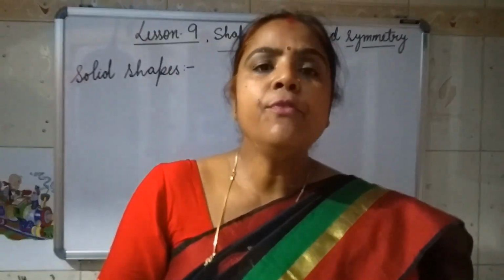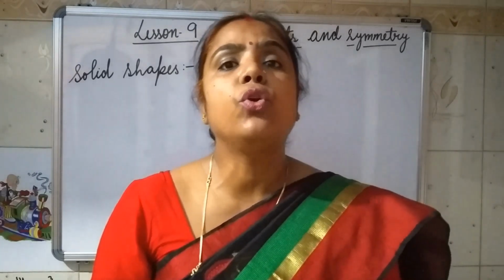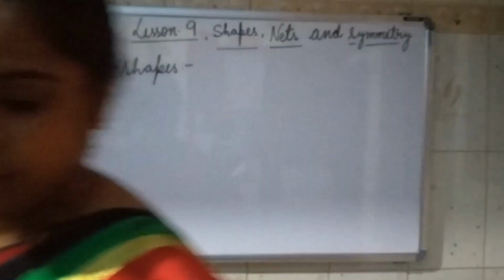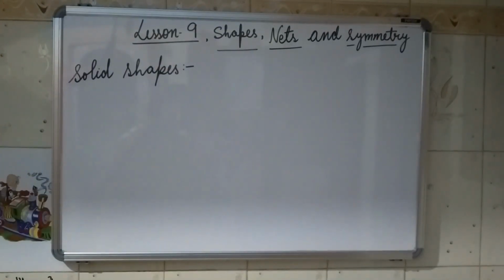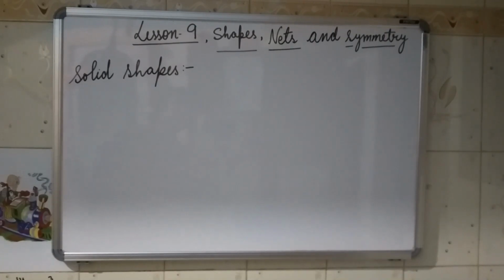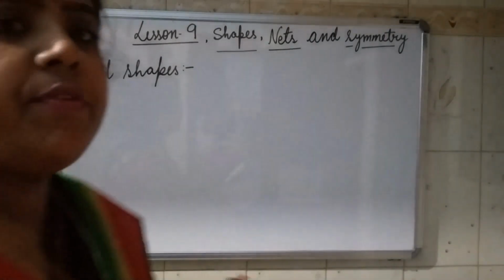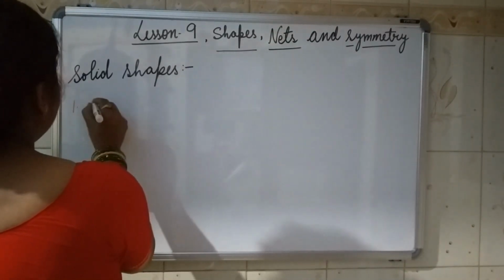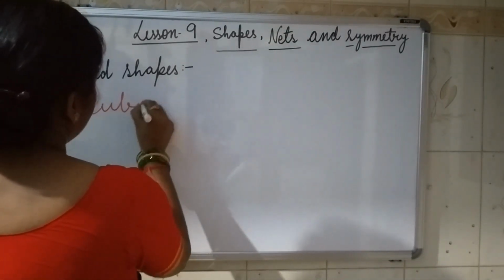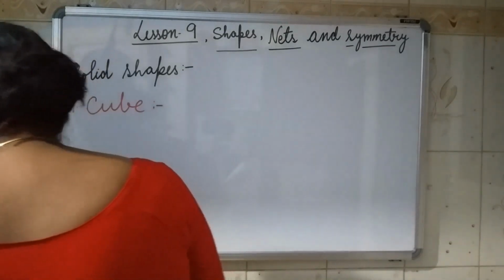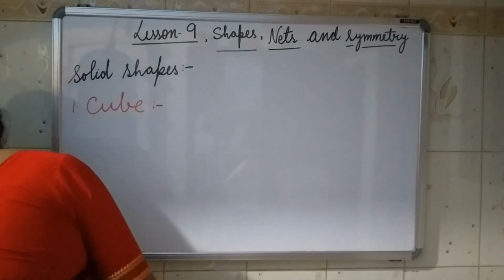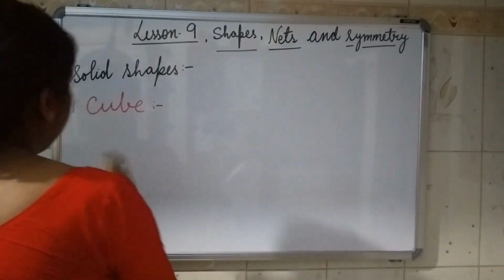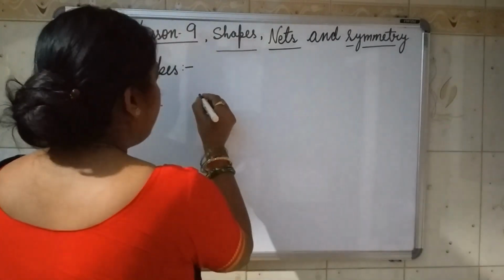Now, we are moving to the next topic, that is how to draw the solid shape. So now we are moving to how to draw the solid shape. First, I am going to explain the cube. If we are going to start the cube, first you have to draw one square.